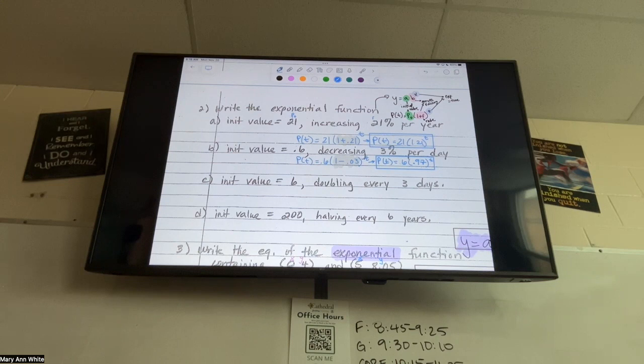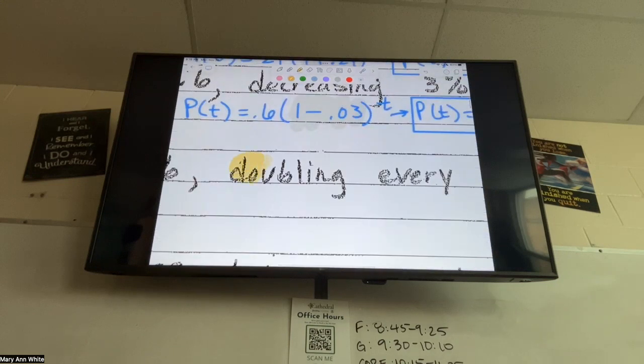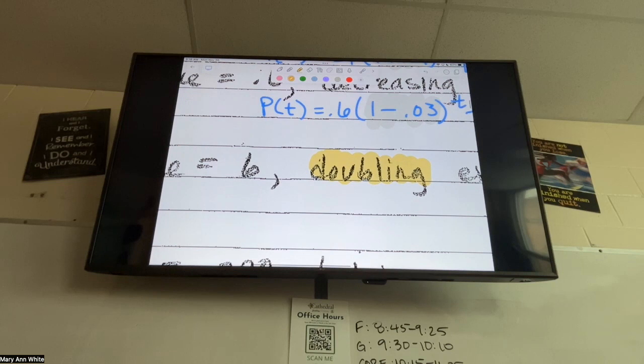It says the initial value is 6 and we're doubling every 3 days. When we say doubling, that's the same thing. Well, I guess you tell me. When I double 6, what do I get? 12. Good. So I had 6 and I'm adding another 6 to it to get 12, right? When I double 12, what do you get? 24, because you had 12 and you add 12 to it. So when you double, that's the same thing as increasing by 100%. You say, this is what I have. I'm going to take that exact same amount and combine it with what I have.